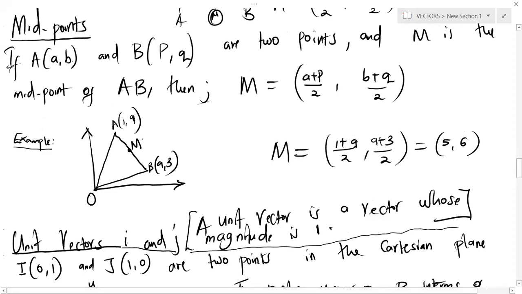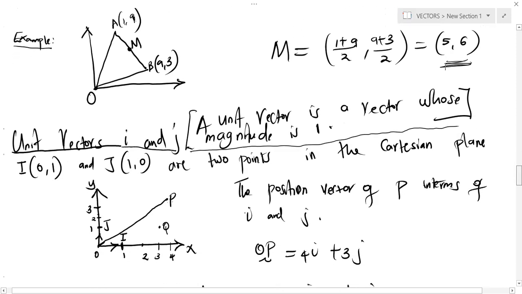We have our A (1, 9) and our B (9, 3). So getting the midpoint here, we will take 1 plus 9 divided by 2, as you can see here, and 9 plus 3 divided by 2, as you can see here. And this is how we go about getting the midpoint. Okay, fine. Next, let's look at unit vectors.